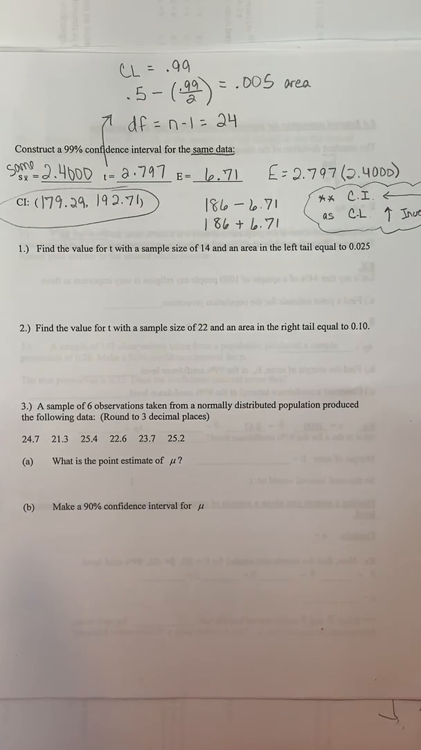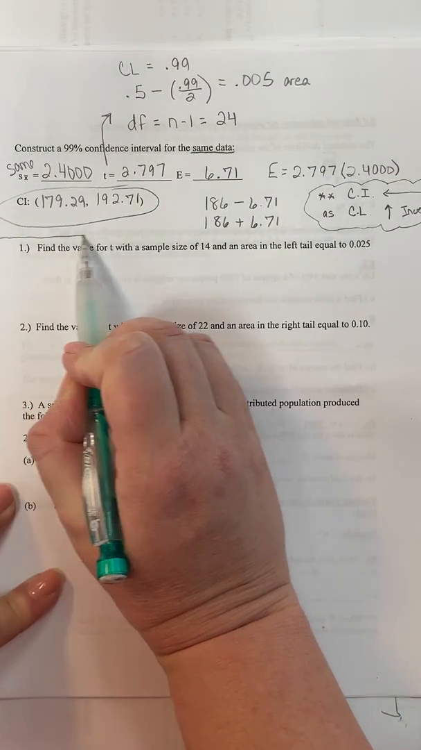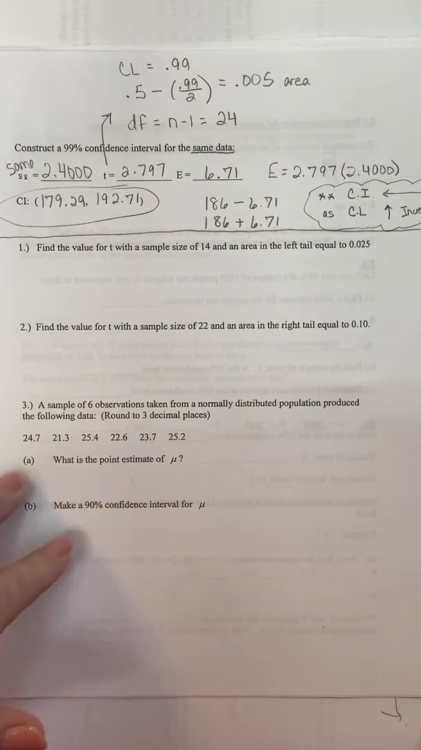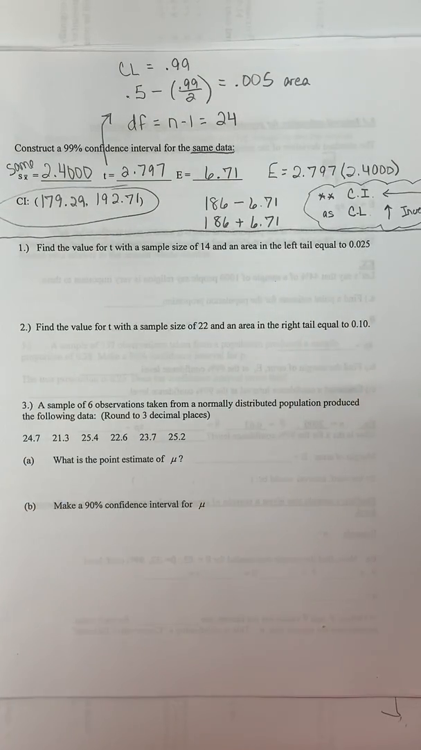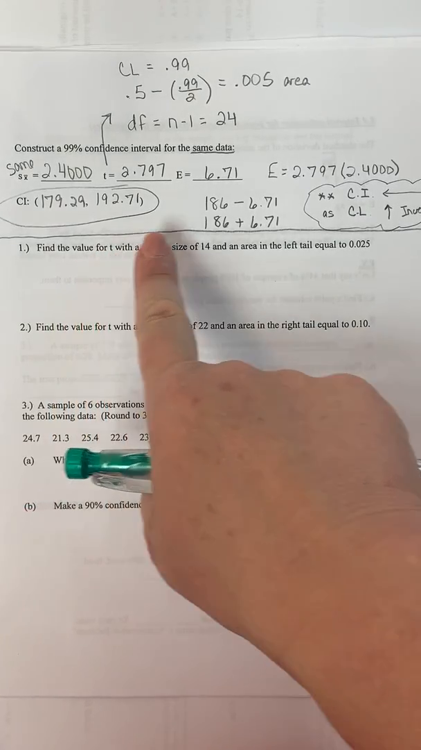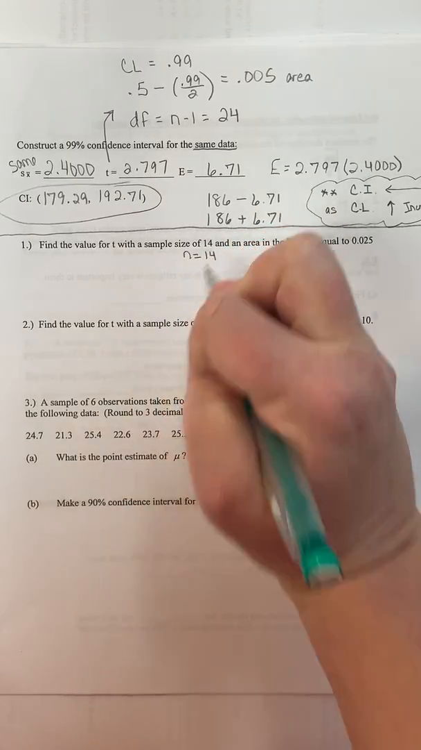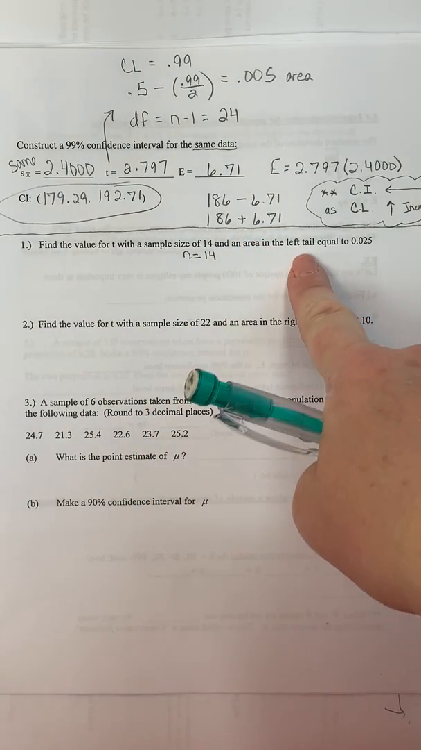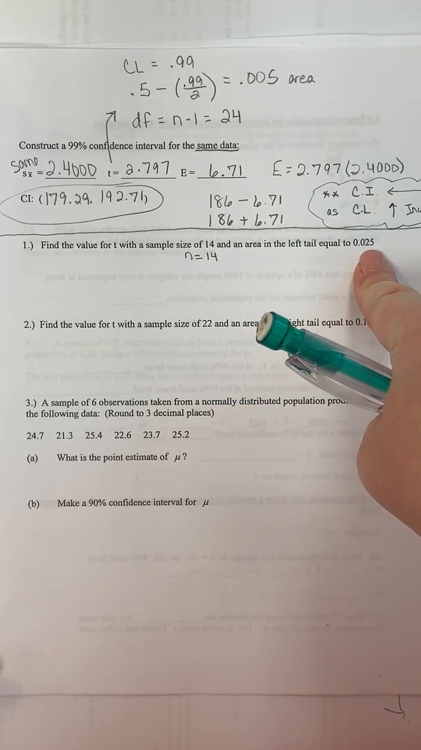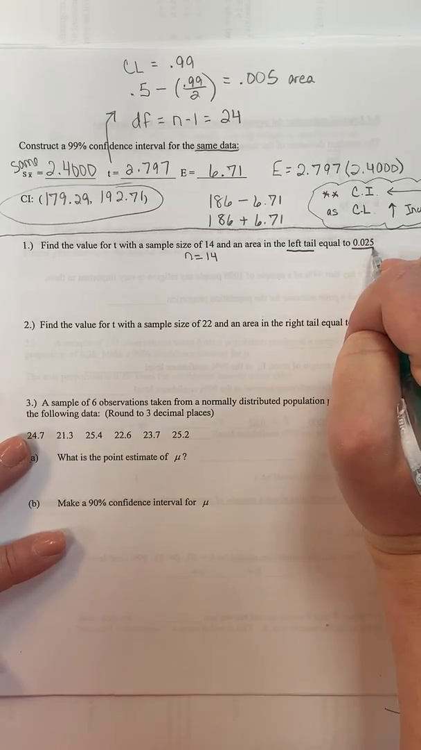Okay, let's go on to number 1. So this is sort of the start of the additional examples here. And I had mentioned to you that you may occasionally be told that you have a t in the negative tail. So let's look at what happens there. Find the value for t with a sample size of 14, and an area in the left tail equal to 0.025. Left tail, here's your area.